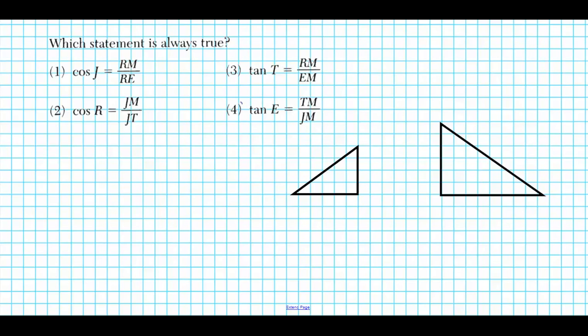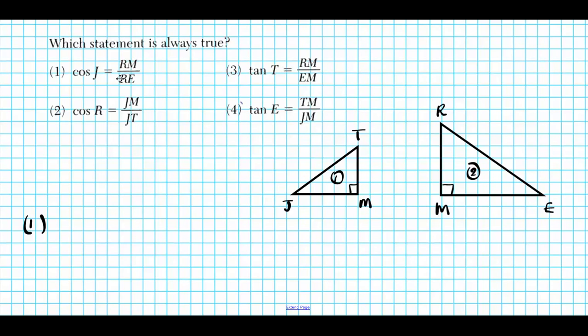Alright, so there go the two triangles. I'm going to call this triangle 1 and then call this triangle 2. Okay, so we have JTM and we have RME. Now there's a quick way to do this problem, but the goal here is not just to rush through it. I just want to make sure you understand exactly what is going on in this problem. Okay, alright, so let's start with option 1.